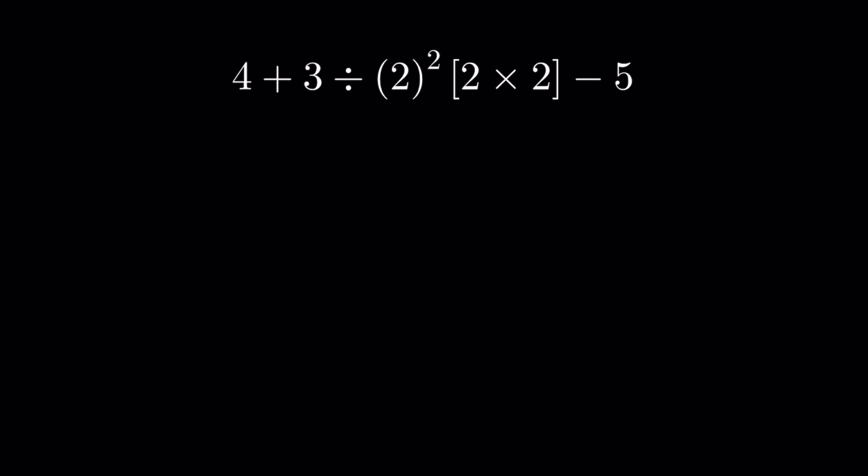4 plus 3 divided by 2 to the power 2, then box bracket 2 times 2, box bracket closed, minus 5. How do we solve this? Which operation to do first? So as per the order of operations, there is the mnemonic called PEMDAS, based on which we solve these operations.